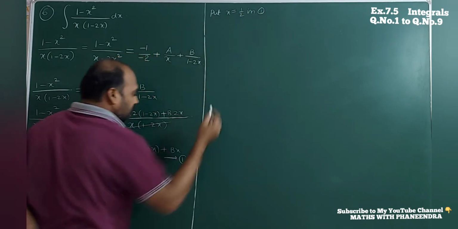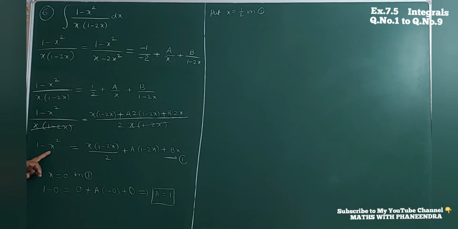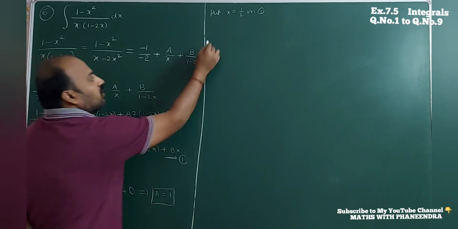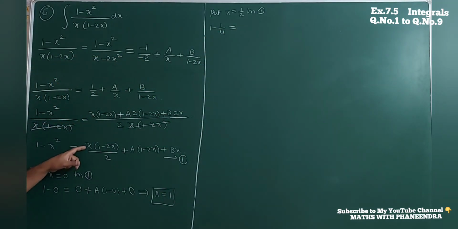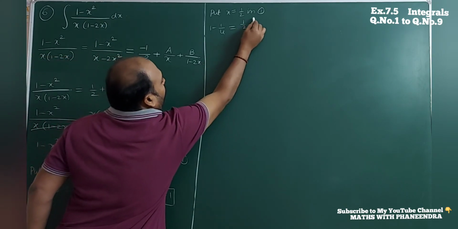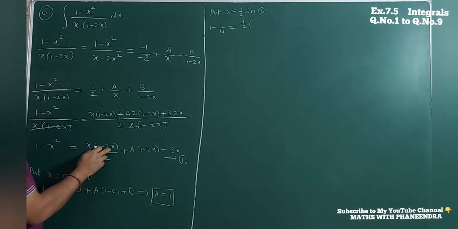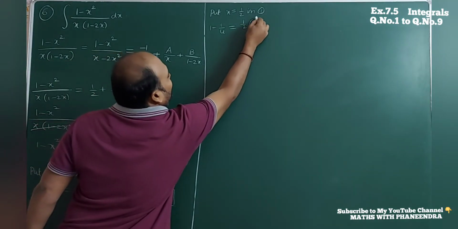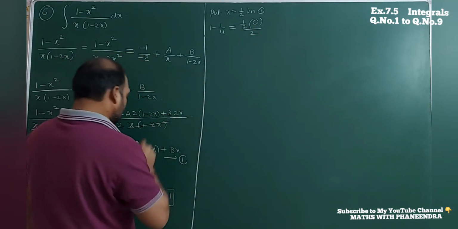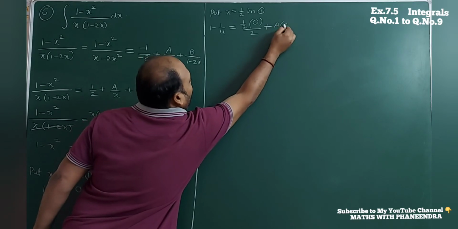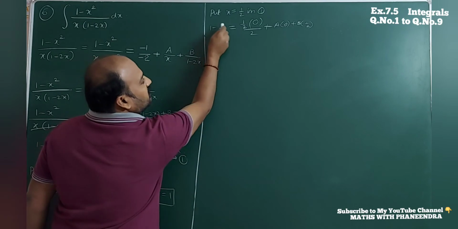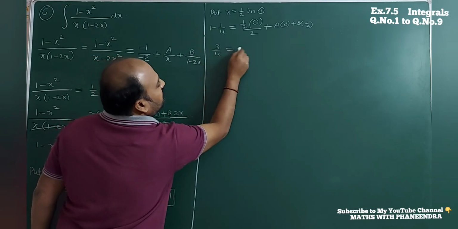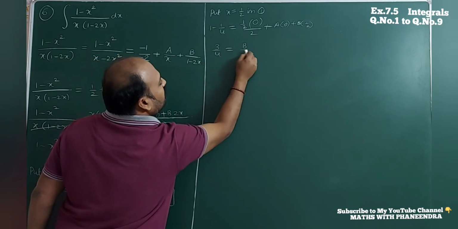in equation 1. If you substitute x is equal to 1 by 2, 1 minus 1 by 2 whole square, so 1 by 4, 1 minus 1 by 4 is equal to 1 by 2 into 1 minus 2x, this value goes to be 0. Plus a also 0, this term also 0. So b into 1 by 2. So 1 minus 1 by 4 is what? 3 by 4 is equal to 0, 0, b into 1 by 2, that is b by 2.